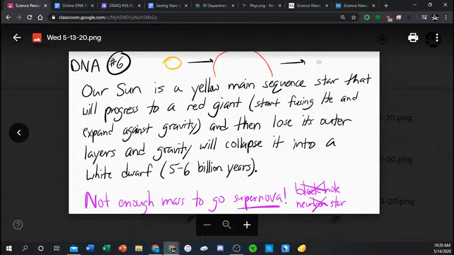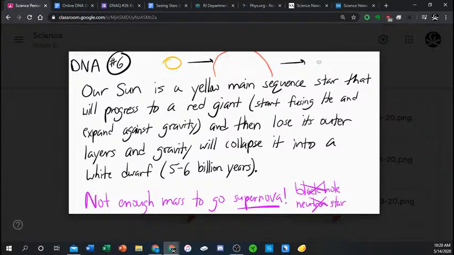Alright, so the last one. And then I'm going to post the quiz. Our Sun is a yellow main sequence star that will progress to a red giant, start fusing helium, and then lose its outer layers into a planetary nebula as fusion ends, and gravity will collapse it into a white dwarf. This will happen in about 5 to 6 billion years from now. The Sun's about 4 to 5 billion years old now. So the whole life cycle of this Sun, our star, is going to take about 10 to 11 billion years.